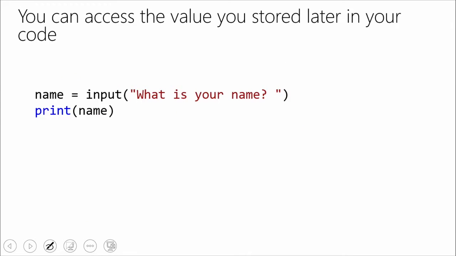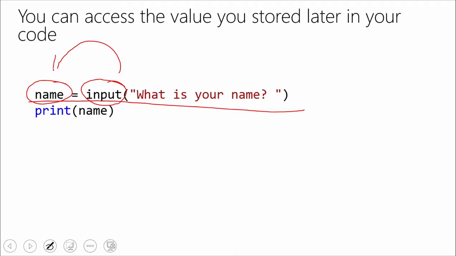Now, how can you then go in and access it? Well, just use the name. Yep. Now, let's break this down a little bit. We already saw name equals input. What is input going to do? Input is going to prompt the user for a value, and whatever it gets back, it's going to put into that little placeholder.